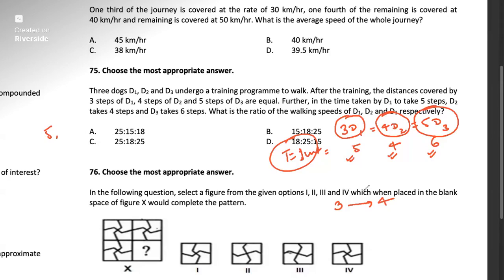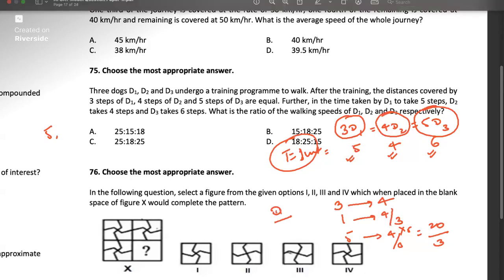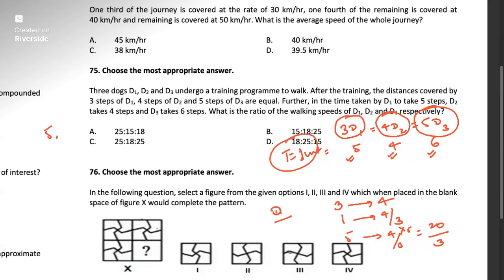I'll see your chat one moment. So had dog 1 taken only 1 step, dog 2 would have taken 4/3 steps, but dog 1 has taken 5 steps. That means 4/3 into 5, that means 20/3 steps. Someone has told me about the time, right? Yeah, okay Haripriya, we'll see. Most probably yes. So dog 2 will have taken 20/3 steps in the same amount of time.